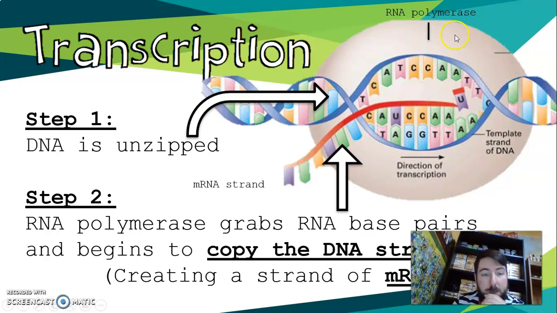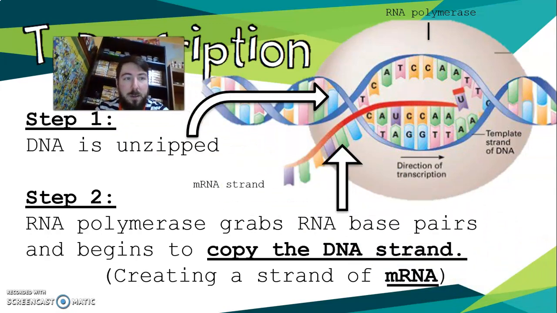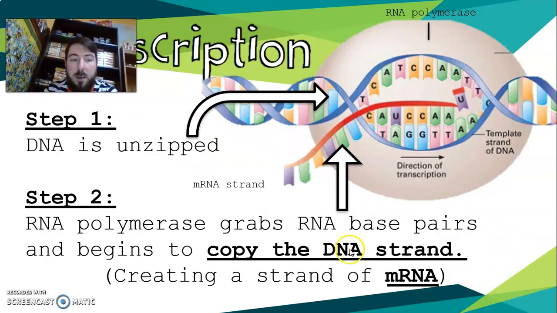Then there is an enzyme called RNA polymerase, which grabs the RNA base pairs, and it's going to copy the DNA strand. What that does is create a strand of mRNA. If you remember from the last lesson, in mRNA, the M stands for messenger. So what it's doing is sending that message out of the nucleus to the ribosome.